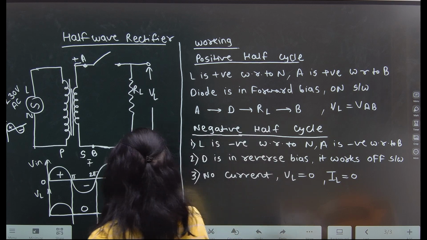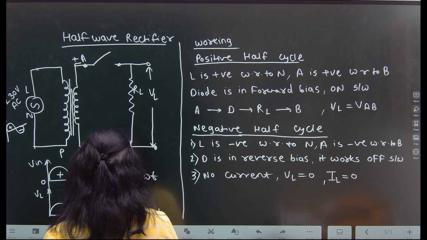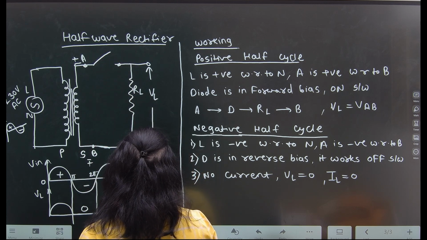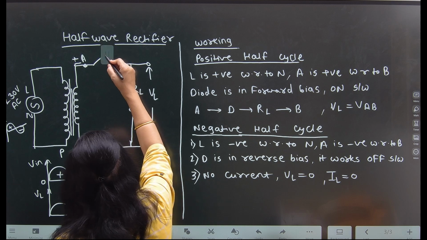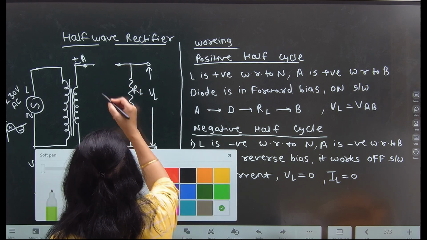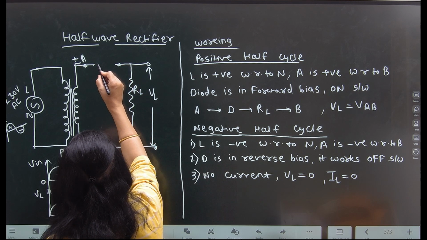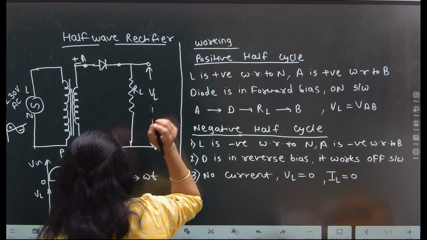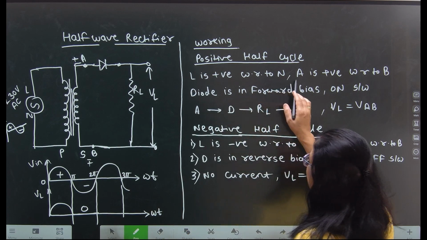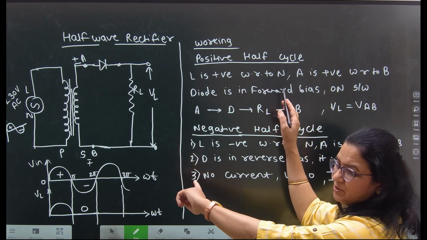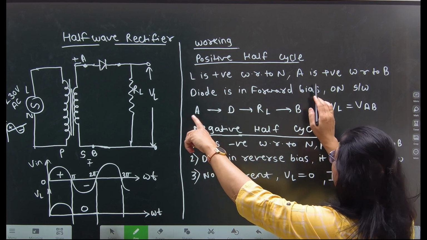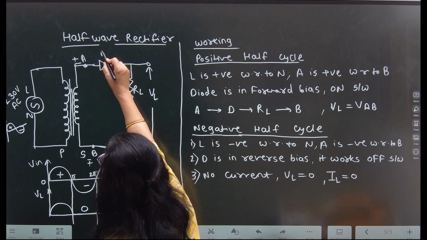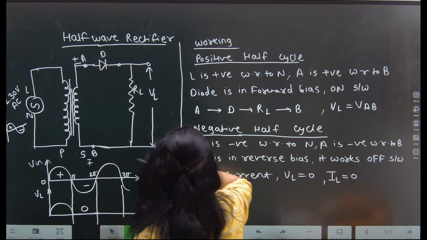In the next half cycle, again the positive half cycle, A is positive with respect to B. If A is positive with respect to B, then diode D is in forward bias, and L is positive with respect to N. The live terminal is positive with respect to N. Therefore, A is positive with respect to B. Diode D is in forward bias, and when a diode is in forward bias, it starts conducting.